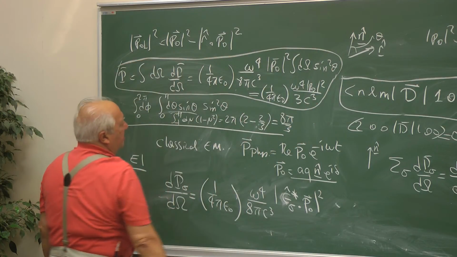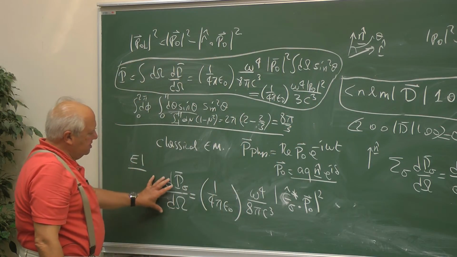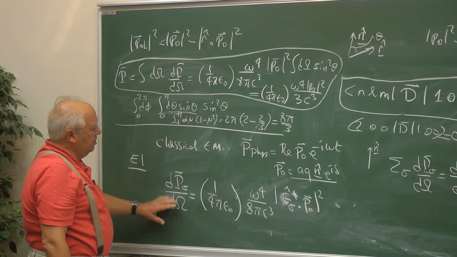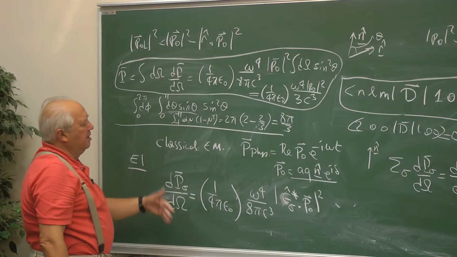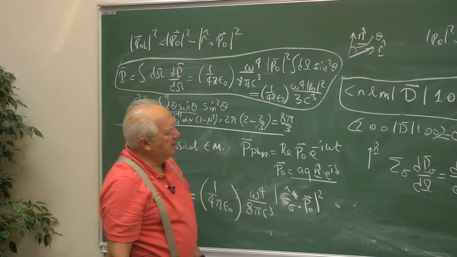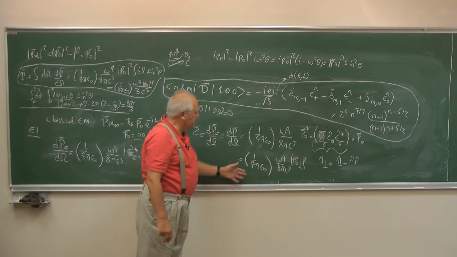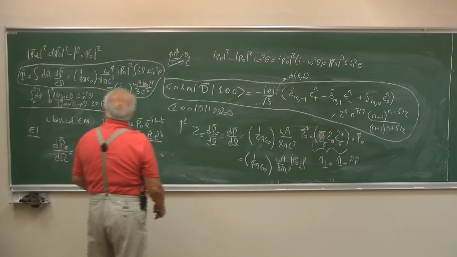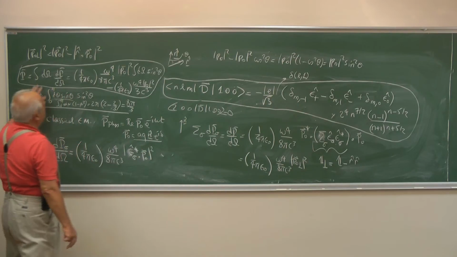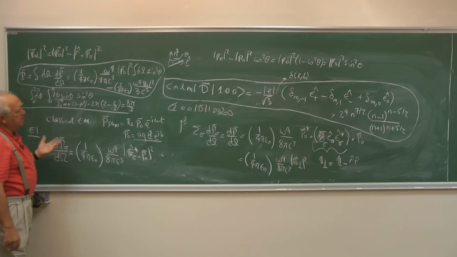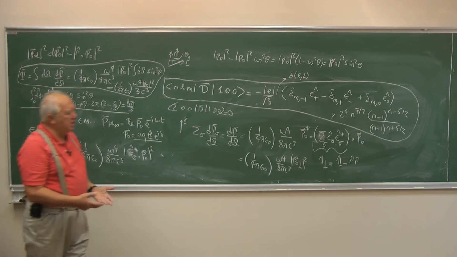All right, I gave you the radiation in a certain direction with a certain polarization. Then for the total radiation, we sum over the polarizations, it is this. And over all directions, we integrate over the angles, and this is the result. This is the classical theory. The question is, what's the quantum counterpart?